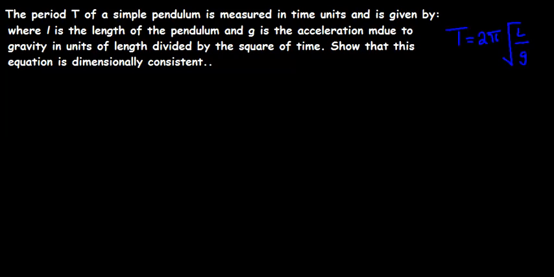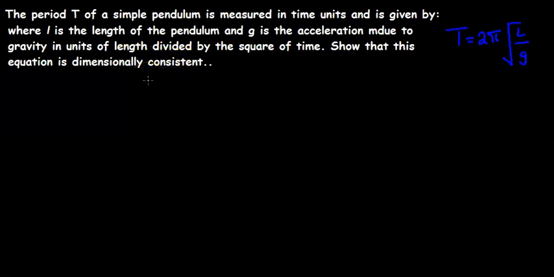Let's say you're given this kind of problem which says the period T of a simple pendulum is measured in time unit and is given by T, which is going to be 2π the square root of L divided by g. Notice that the L simply stands for length of the pendulum and g is the acceleration due to gravity in units of length divided by the square of time. So what we are asking in this problem is to simply show that the equation is dimensionally consistent.